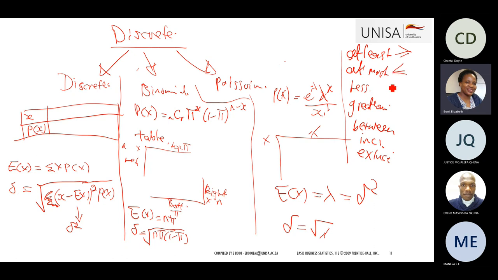At most is less than or equal, then less than, greater than, between, exclusive and inclusive. Inclusive means it will have both equalities, if it's inclusive of a value. Exclusive will have just the less than. It can be inclusive and exclusive, or exclusive and inclusive, so you need to be able to identify what each one means and how we find each one of them. And remember to bring back the study unit 4 content that you've learned, the probabilities.